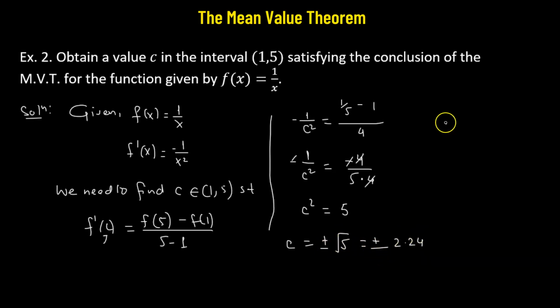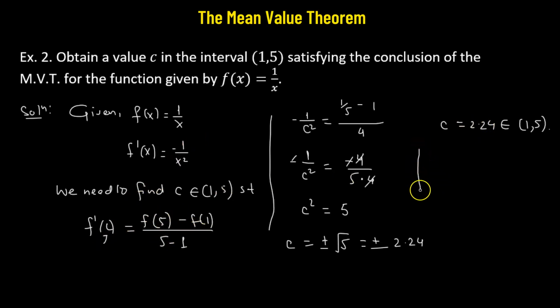However, we will only consider the positive value of c, 2.24, because this is the only value that lies in the interval 1, 5. So with the help of the mean value theorem, what we have done is we have found a value of c, which is 2.24, and at this point, the slope of the tangent line will be exactly equal to the slope of the secant line.